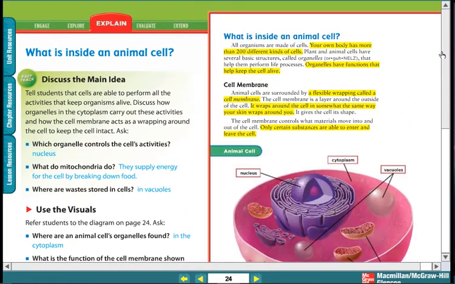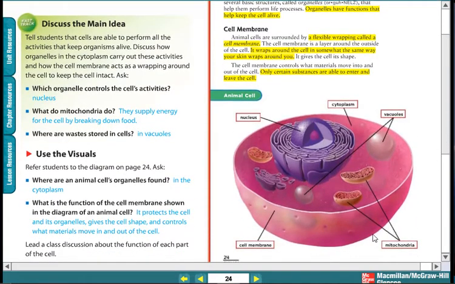Now we'll answer some questions. Which organelle controls the cell activities? Nucleus controls the cell activities. What do mitochondria do? They supply energy for the cell by breaking down food. Other questions? Where are wastes stored in cells? In vacuoles.